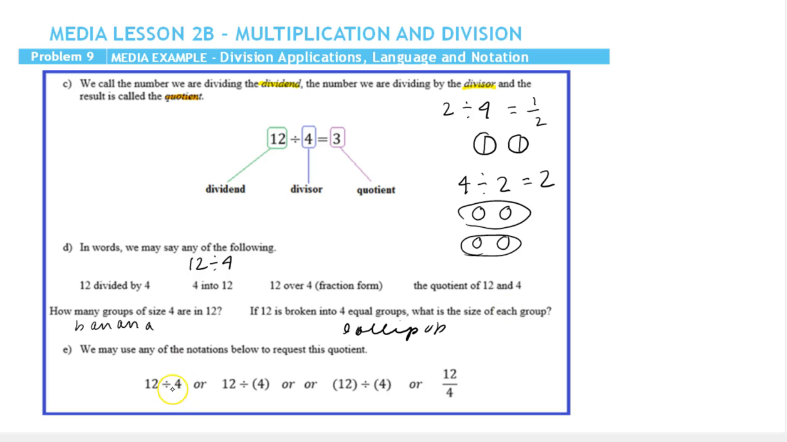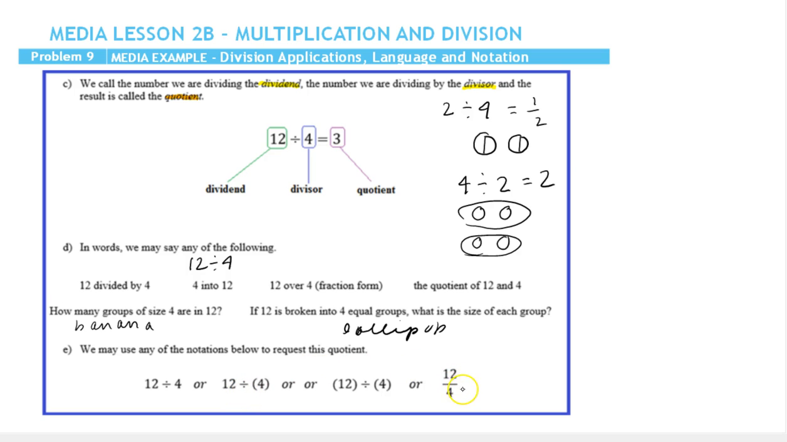Now here's some other notation. We have this division symbol. Okay, 12 divided by 4. We could put one or both of the numbers in parentheses, and again typically we do this when we have negative numbers. And then here's the fraction form, 12 over 4. So this is equivalent, and one way to think of fractions is division, so we want to start getting comfortable with this.